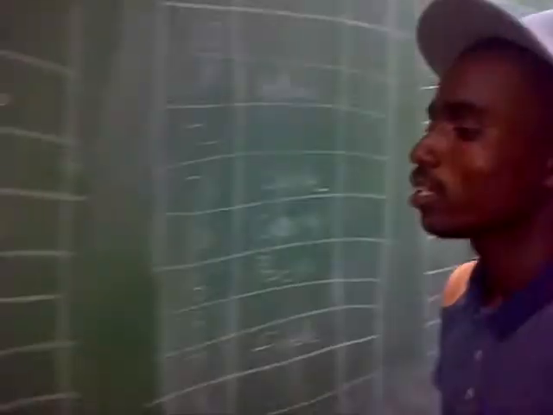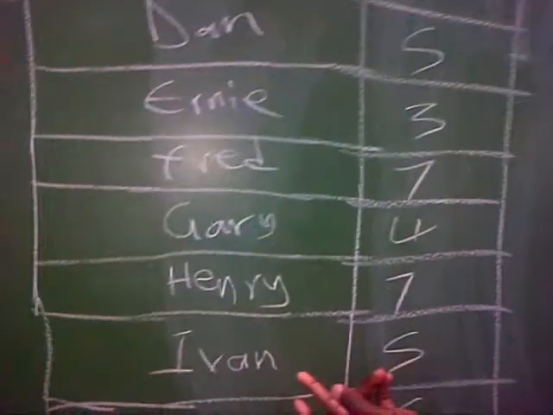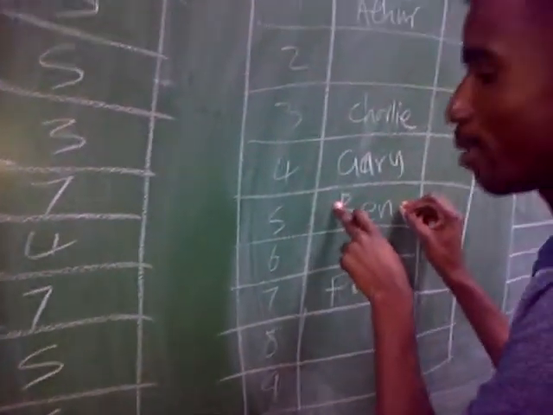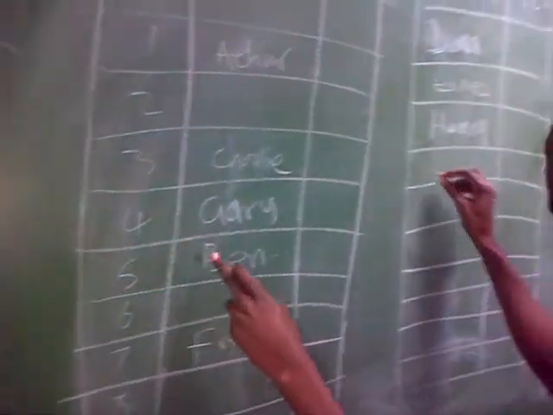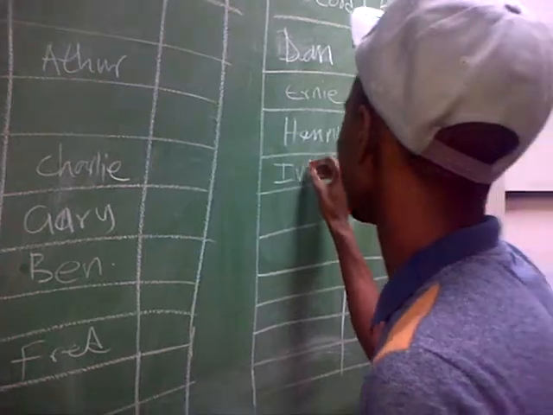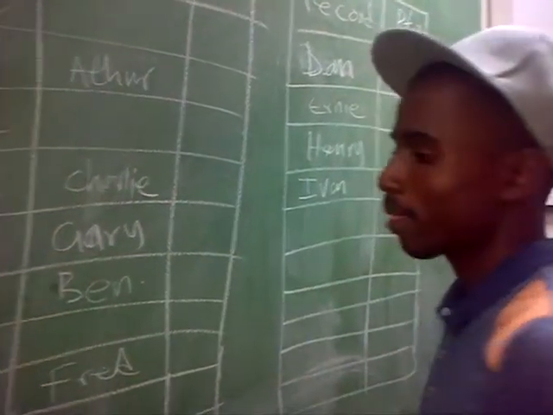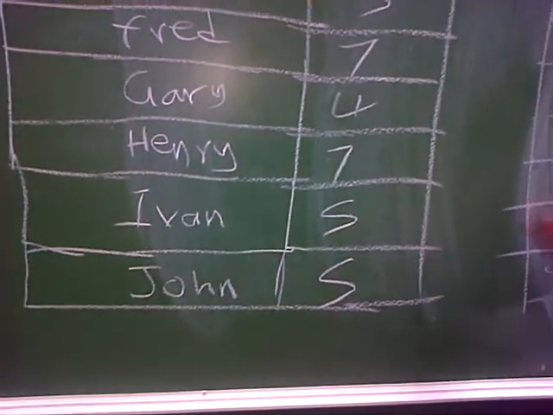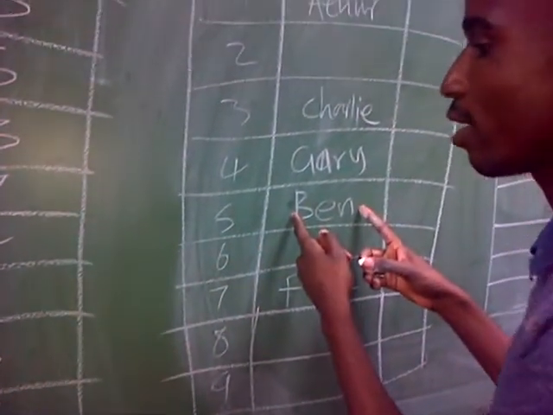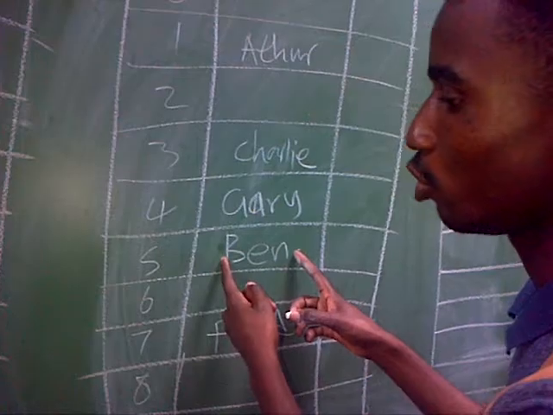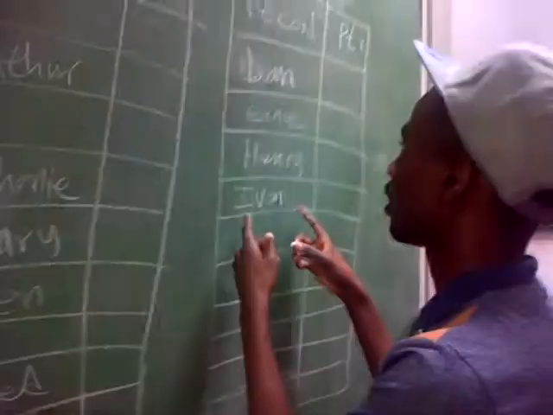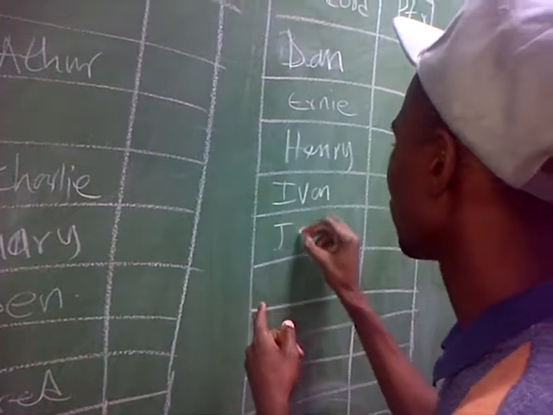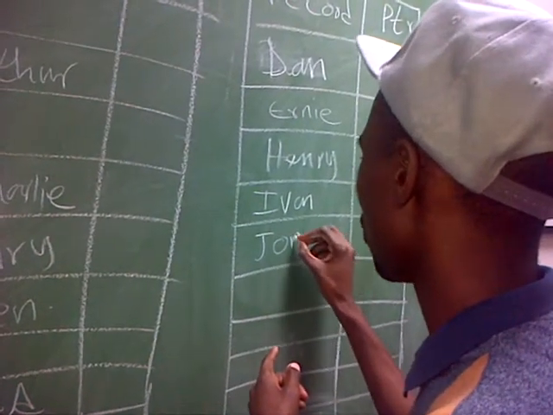Sorry for that. Then we have Ivan on position 5. Position 5 is occupied by Ben. We take Ivan to the other side. Then we have Ivan this side. Let's continue. We have John on position 5 still. Position 5 is occupied here. We have to take John to the other side. We put John here.